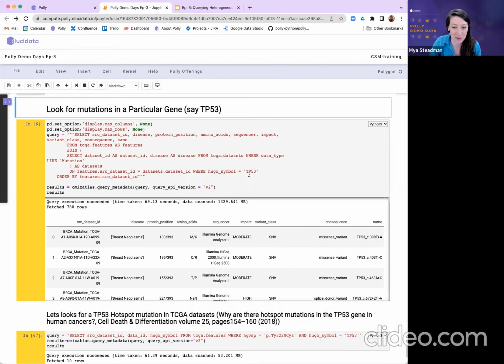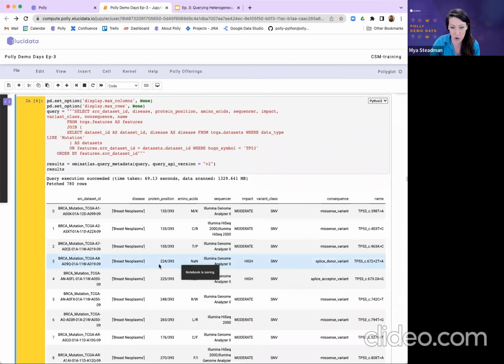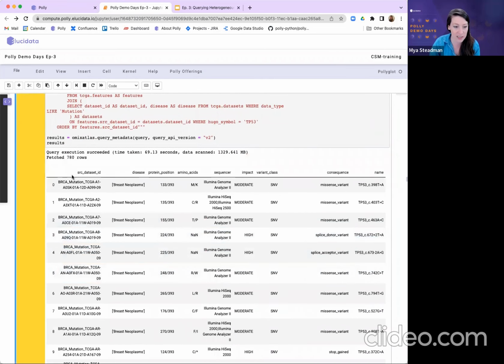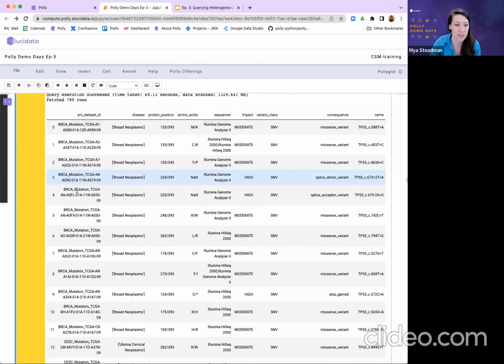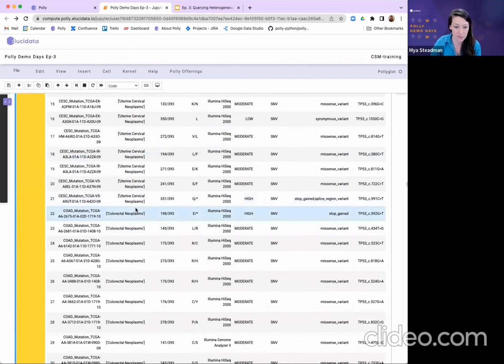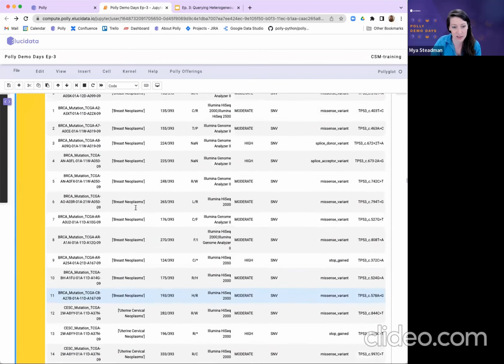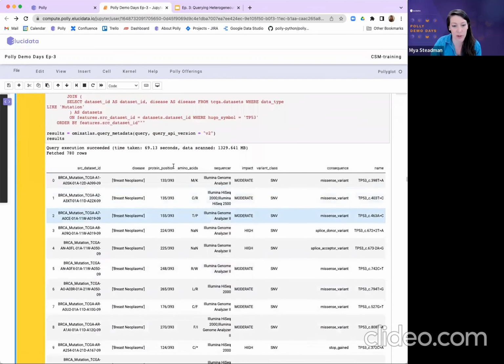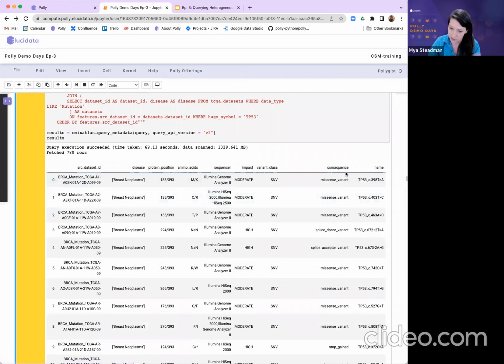So we've looked through our TP53, and we're left with a data table. If I just open this up, what we find is all of the rows within TCGA. I've got my data set ID, the disease, and if I scroll down, you'll see it's not just breast neoplasm, it's just alphabetically what comes first, but I've got multiple different cancers listed here. I continue scrolling across. I see the protein position, the amino acid change, the impact, the variant class, consequence and then the name of the mutation here.